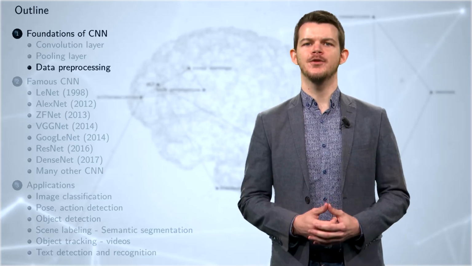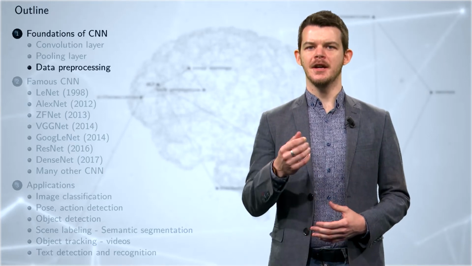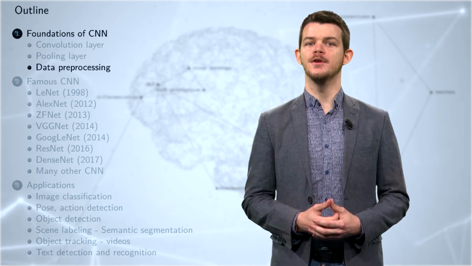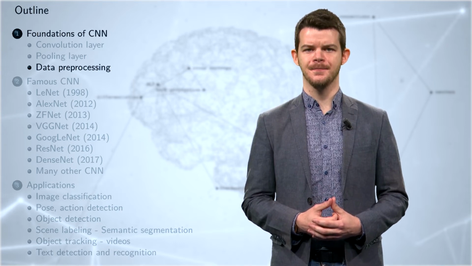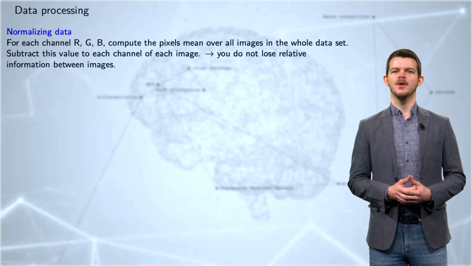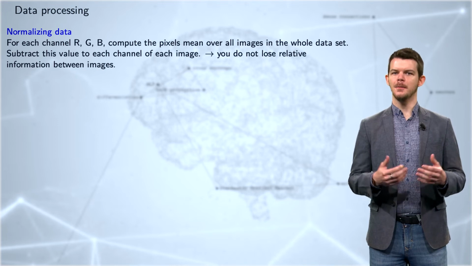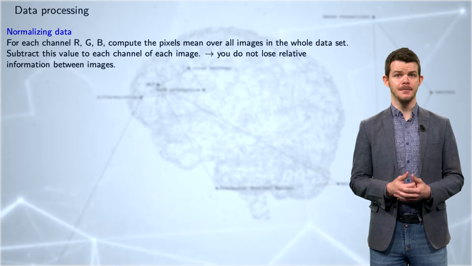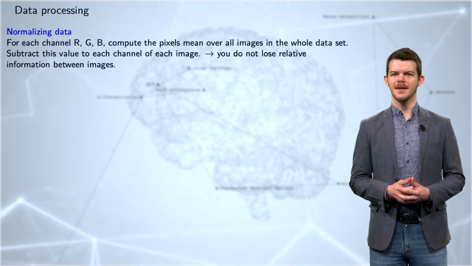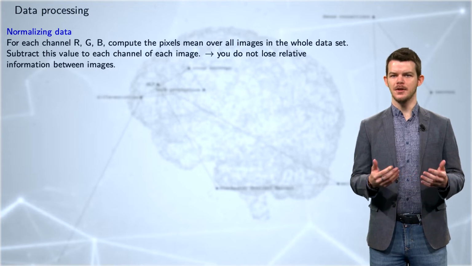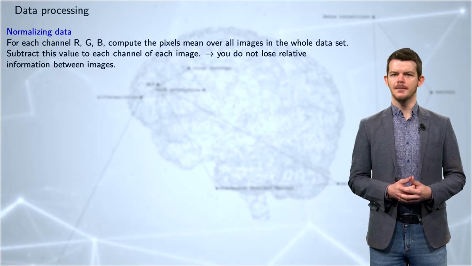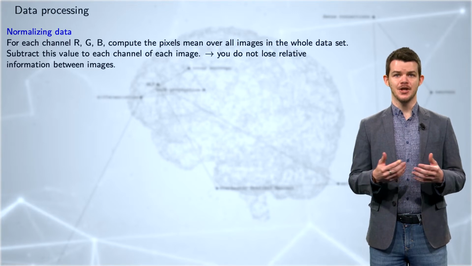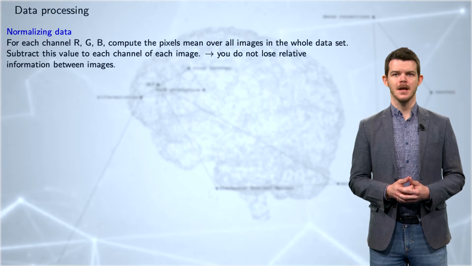There are many ways to preprocess images. Here I just mentioned some of them which are often used with CNNs. First, we can normalize the data per channel, for example by computing the mean values of pixels for each channel, RGB, through the whole data set and subtract this value to each corresponding channel. In this way, no relative information inside each channel is lost. Note that many other normalization techniques exist.